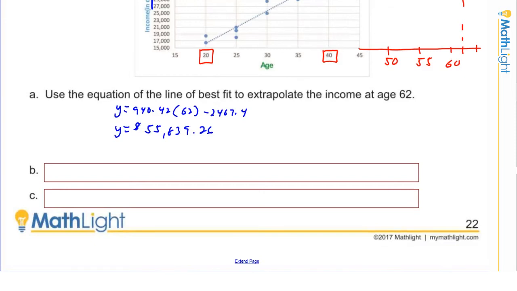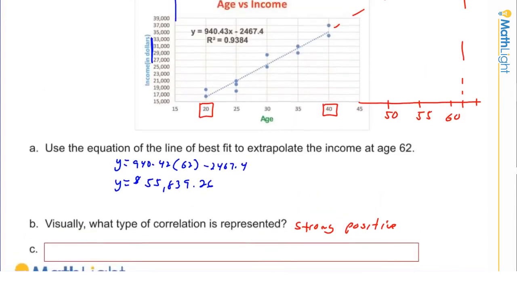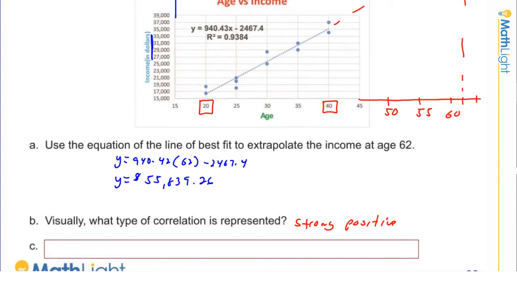Okay, so a couple other questions here. Visually, what type of correlation? All right, we just answered that. We just said it was a strong positive. Now again, you should run the numbers on R, and let's go ahead and do that. So square root of, right? We're looking at our R squared, and we're going to take the square root. 0.9384, square root button, and I get 0.9687.